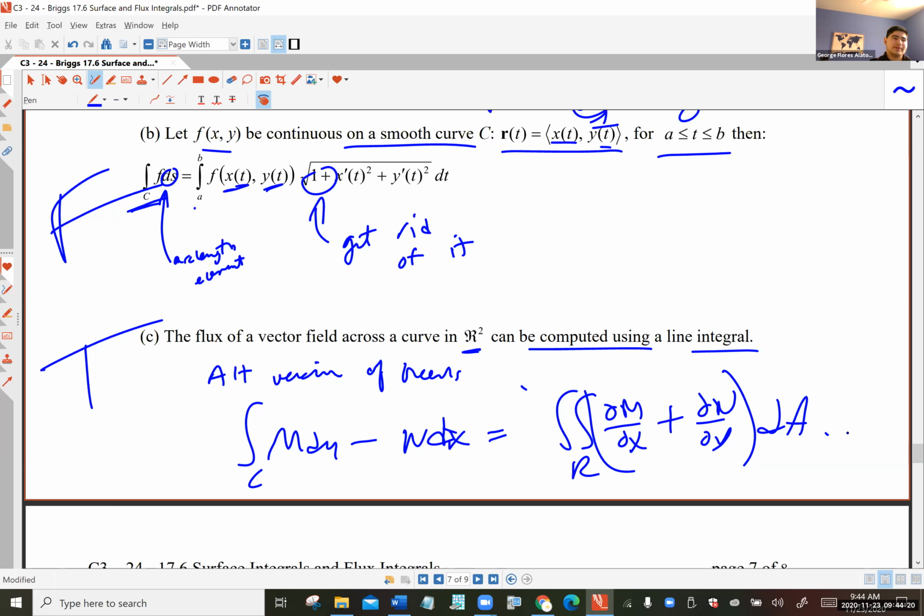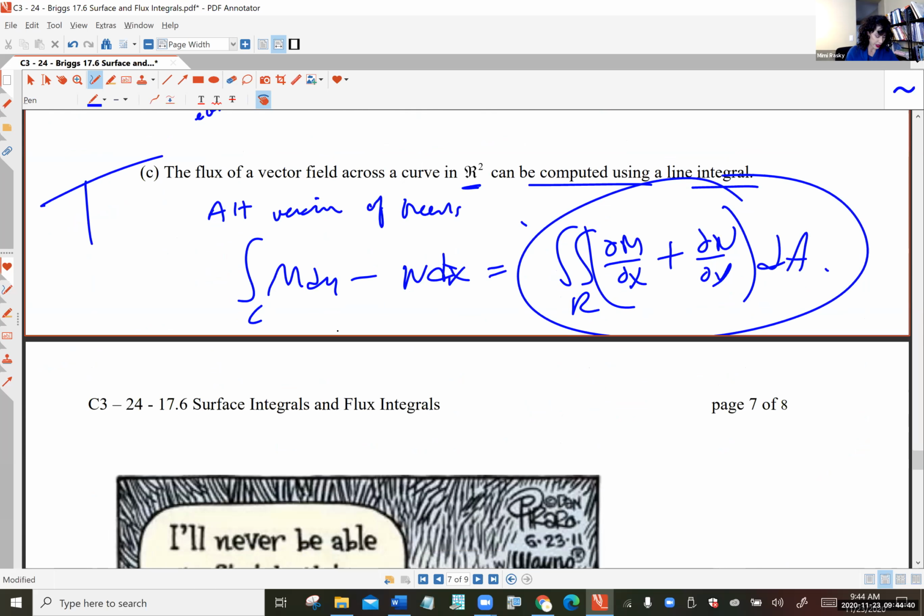So essentially what we've been learning today was flux in 3D, but across a surface. And then Wednesday, we're going to learn flux some more, but across closed surfaces. So it's sort of going to be like the 3D version of the alternate version of Green's. Okay.